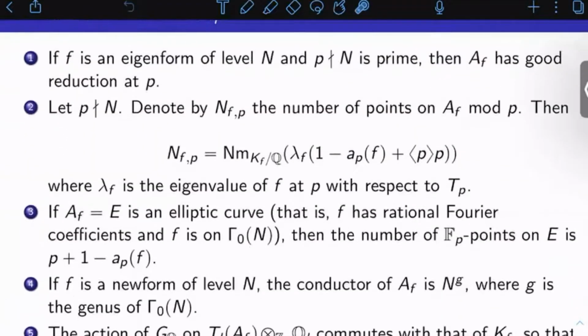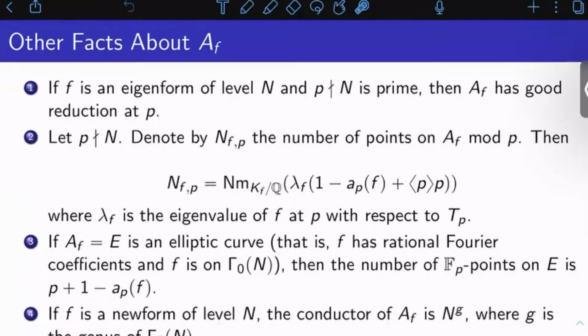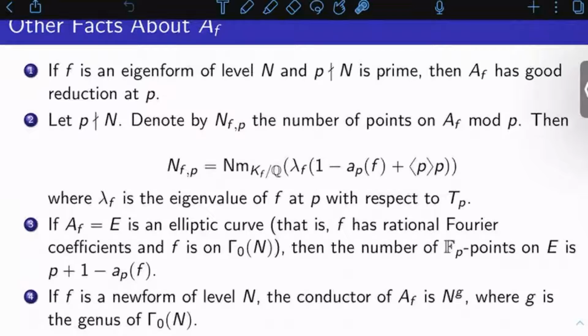Okay, I'll end today with just a list of other nice to know facts about A_F that I got from DDT, and I'll give you references for proofs. First, if F is an eigenform of level N and p is a prime that doesn't divide N, then A_F has good reduction at p, period. Now let's let p again be a prime that doesn't divide N. Let's denote by N_{F,p} the number of points on A_F when you reduce it mod p. We know that makes sense because A_F has good reduction at such a prime.